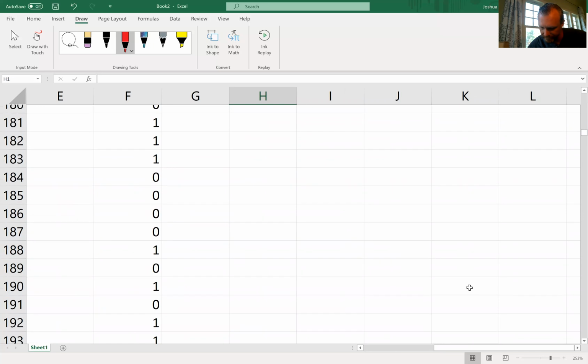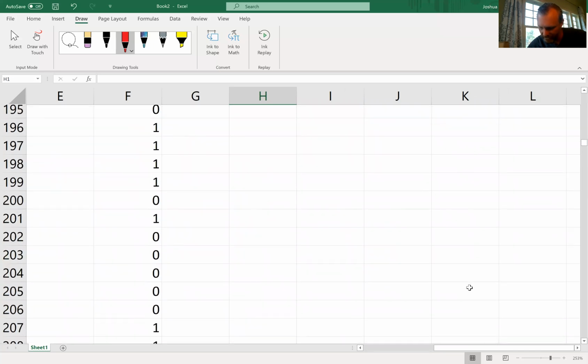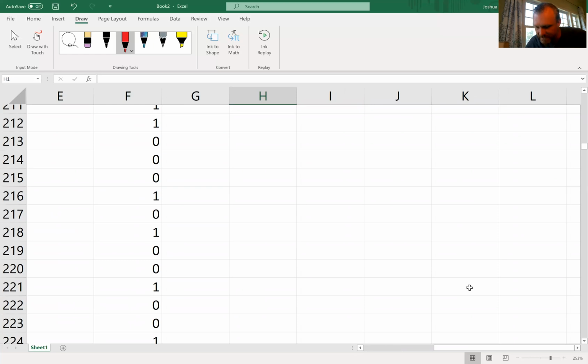Okay. Oh, there's some, right? Oh, here we go. 1, 2, 3, 4, 5 zeros in a row. Right? I can just as easily find strings of zeros.